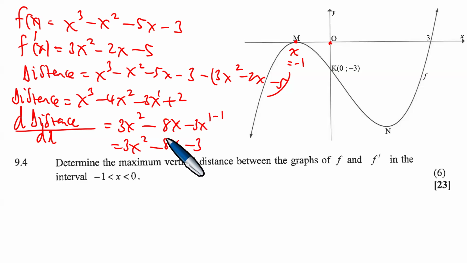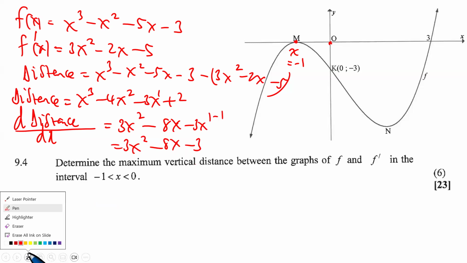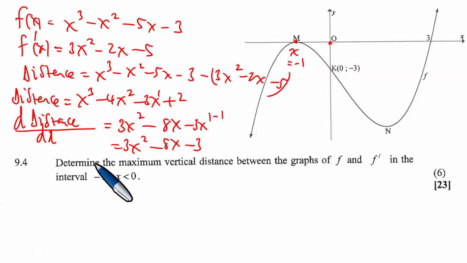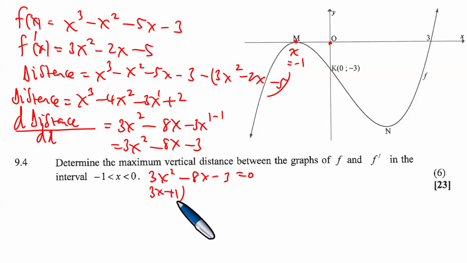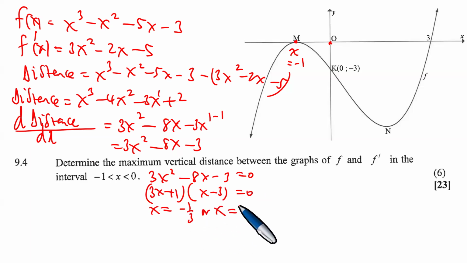So we continue. We therefore have 3x squared minus 8x minus 3 equals 0. Factorizing, (3x plus 1)(x minus 3) is equal to 0, which means x equals minus 1 over 3, or x equals 3.